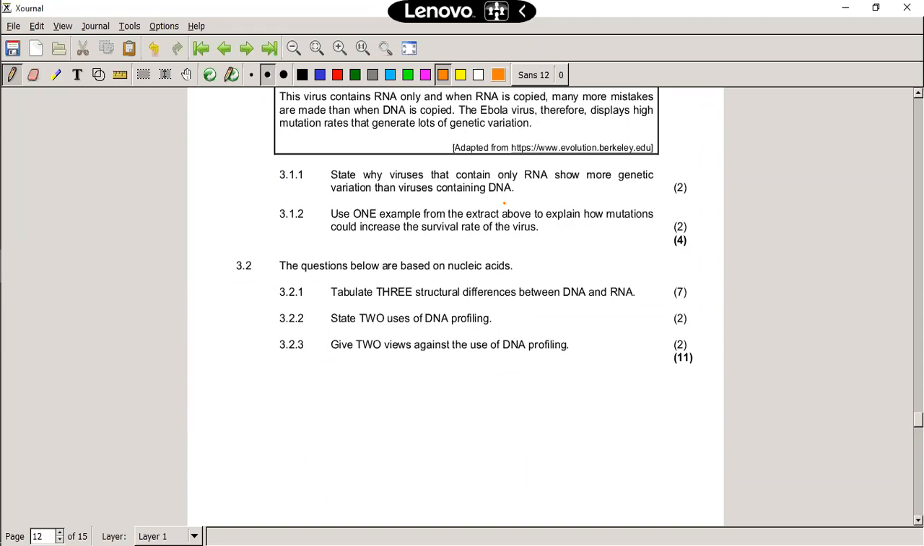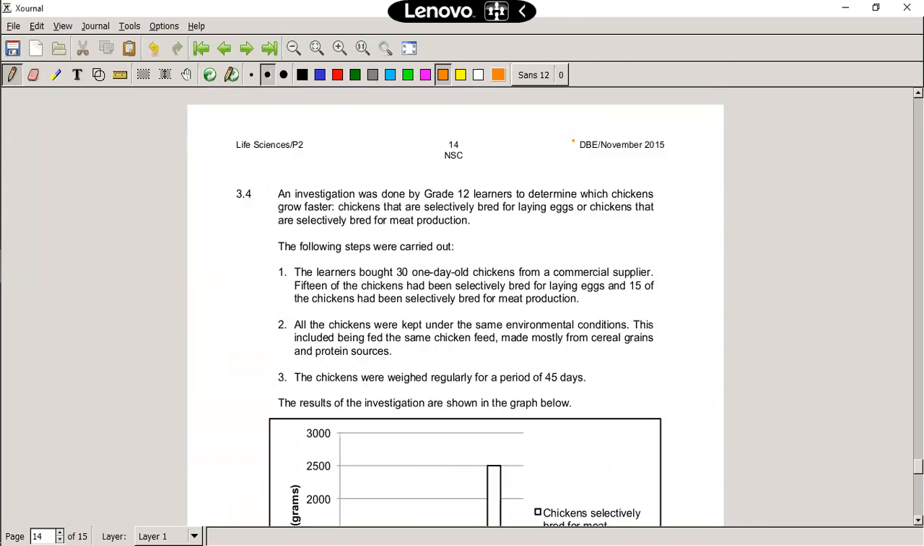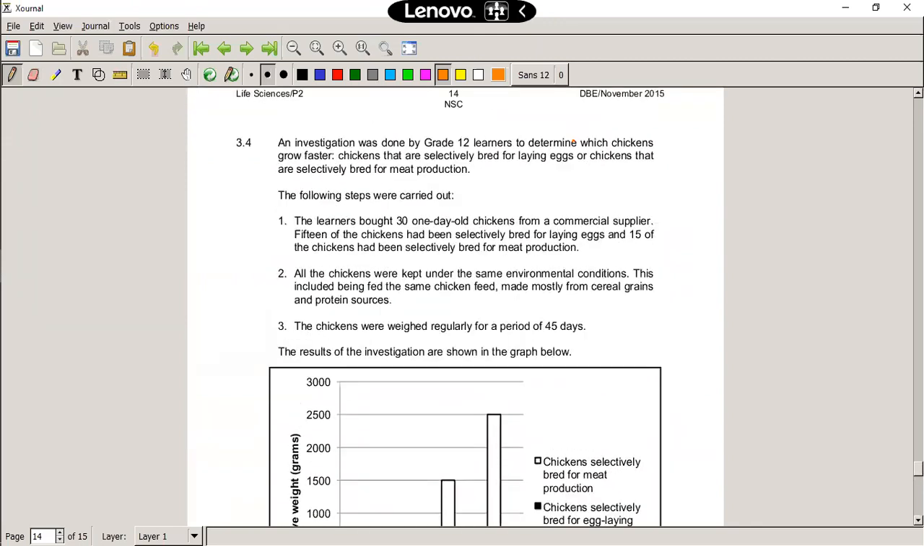Guys, don't worry about 3.2.2 and 3.2.3 yet. We'll get to DNA profiling at a later stage. Let's go to 3.4.1 and 3.4.6. An investigation was done by grade 12 learners to determine which chickens grow faster, chickens that are selectively bred for laying eggs or chickens that are selectively bred for meat production.